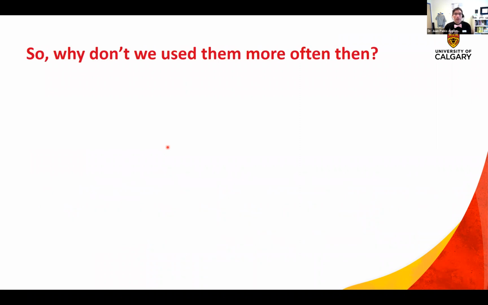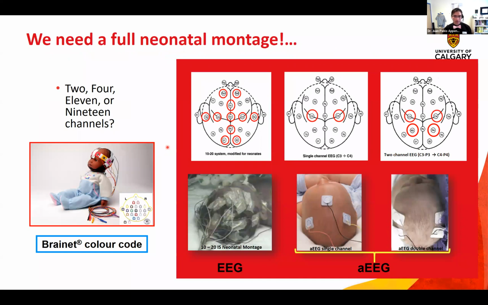So why don't we use them more often if they are so helpful? Well, the problem is that in order to have such beautiful information, you need to use a lot of electrodes. Because if you use only 2 electrodes, the brain waves that you're going to be generating are very poor. The trends are very poor. There's not enough information to reach a good conclusion. Therefore, we need to use at least 11 electrodes in a neonate.